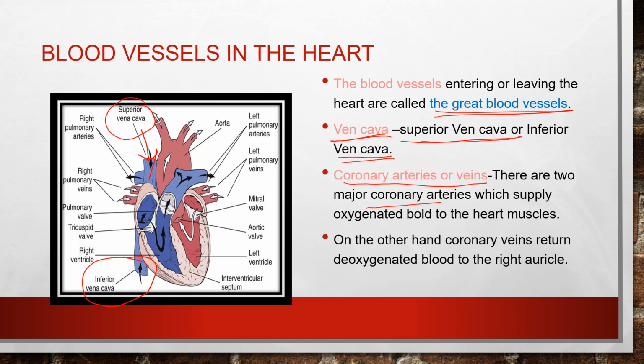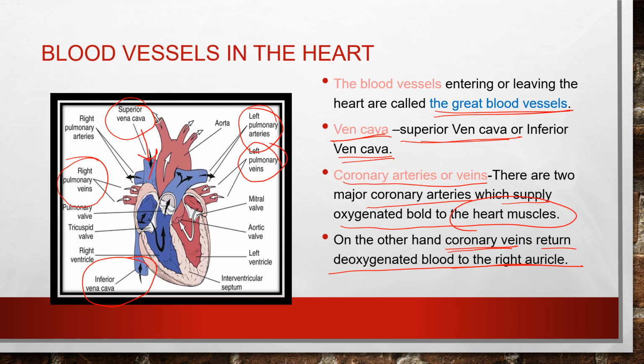Now next comes the coronary arteries and the veins. There are two major coronary arteries which supply oxygenated blood to the heart muscles. On the other hand, there are coronary veins which return the deoxygenated blood to the right auricle. Right pulmonary veins are here, which are bringing the oxygenated blood to the left auricle. Now this is the superior vena cava, this is the inferior vena cava, as I've already told. Then the left pulmonary arteries and left pulmonary veins. So please see this diagram properly.